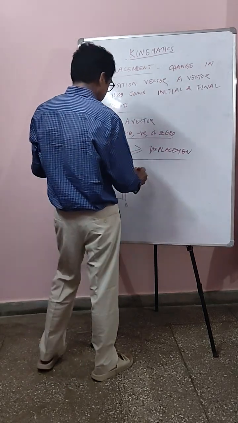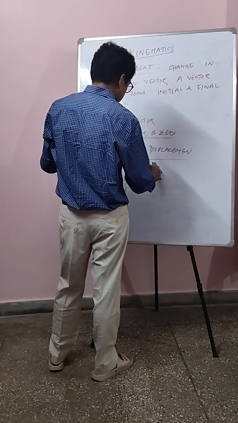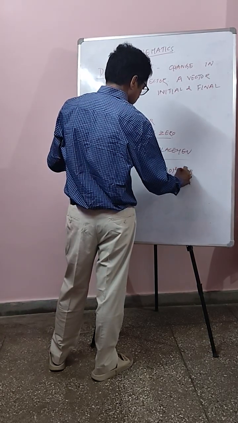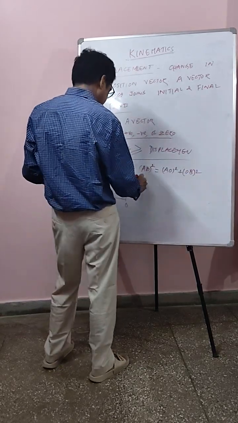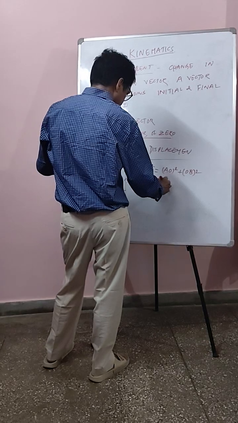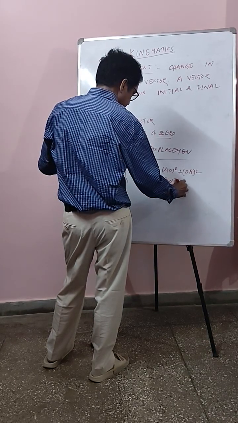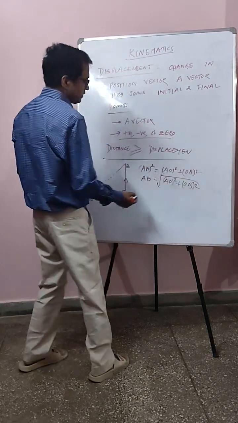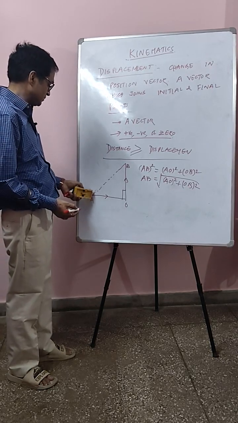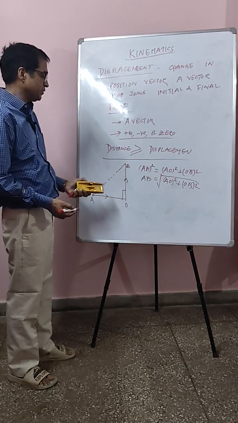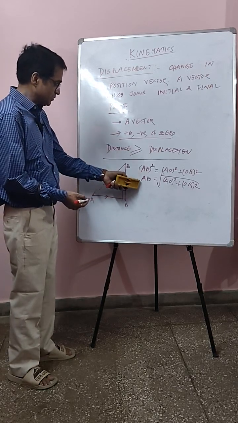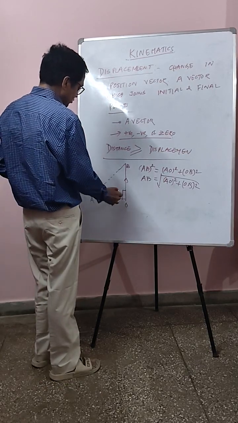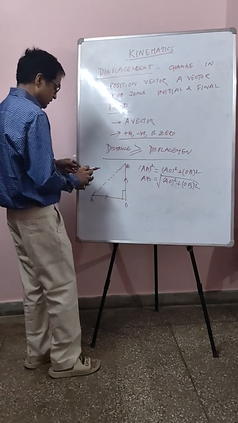We'll use Pythagoras theorem. That is, AB square equals AO square plus OB square. So AB equals root under AO square plus OB square. We have obtained this using Pythagoras theorem. So this is the shortest distance between A and B. This is displacement. Because what was distance? That was AO plus OB. Okay. Now we take another example.